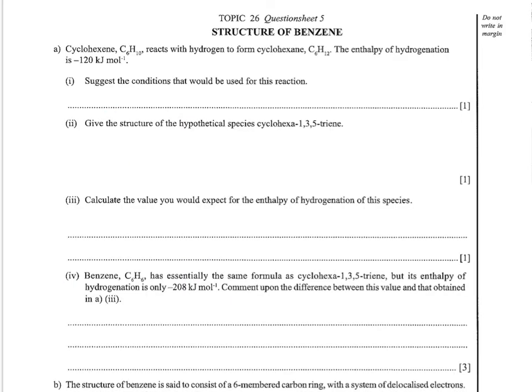So let's have a look at a typical A-level style question on the structure of benzene. There isn't much to read, so we're straight in. Let's have a look at the first sentence. It says cyclohexene, C6H10, reacts with hydrogen to form cyclohexane, C6H12. It says the enthalpy of hydrogenation is 120 kilojoules per mole. So that's a piece of data, isn't it? And like we've always said about data, you keep a note of it for later on.